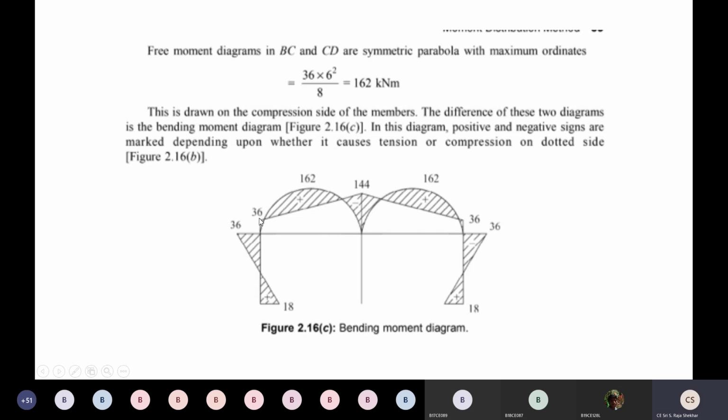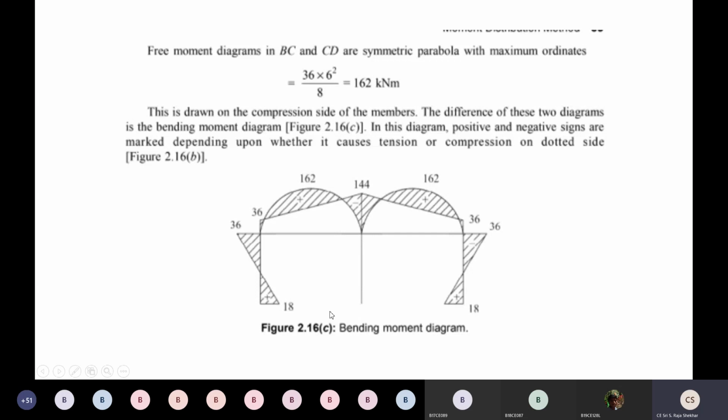Here the end moment is 36. In this place, the end moment is 144. Just hatch the portion. This is positive and this is negative bending moment. Whatever portion remains after this line is called net positive. This is net negative bending moment. This is net positive bending moment. This is negative bending moment. This is positive bending moment. Like that, we can draw the bending moment diagram.